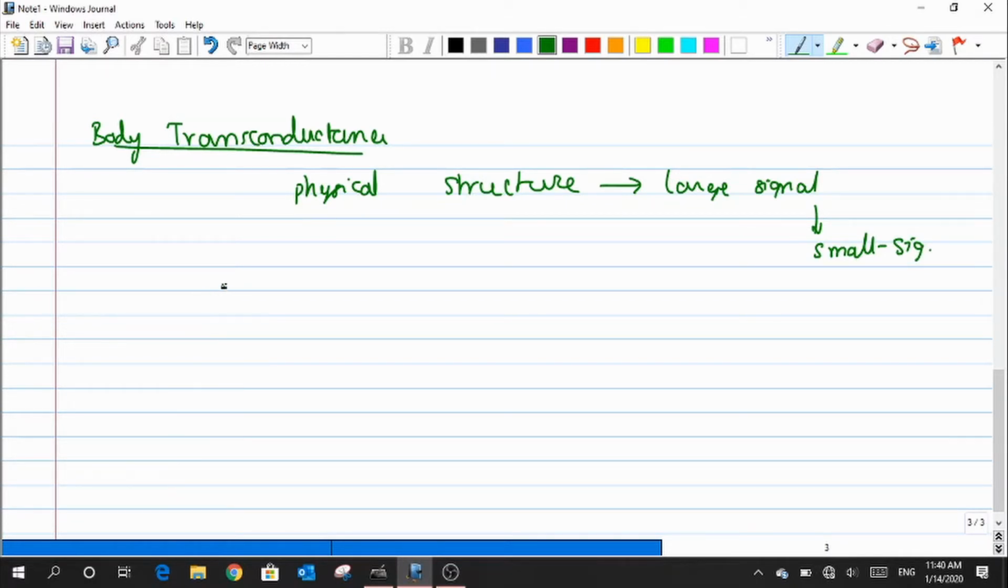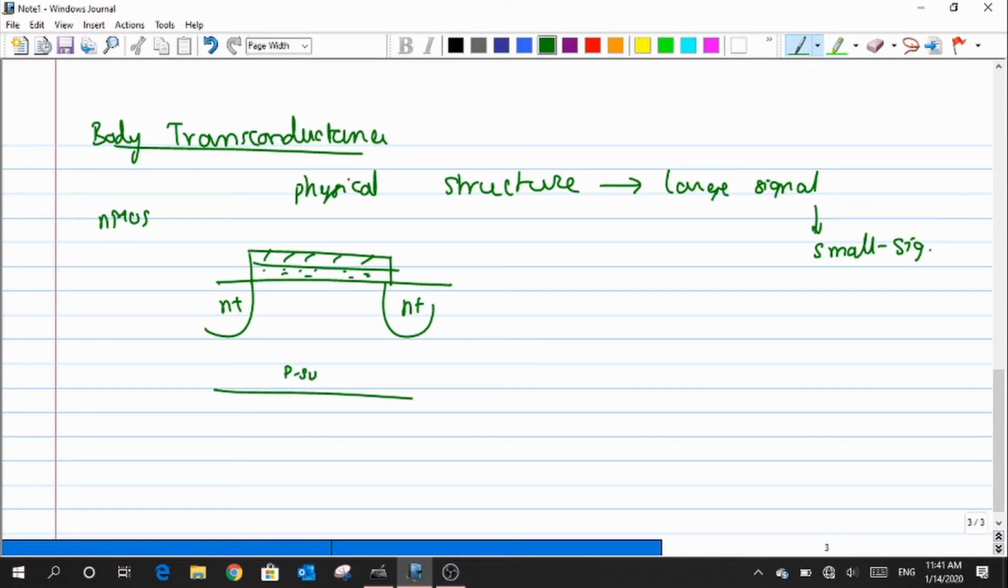Now let me consider an NMOS transistor where I have the source and the drain, the metal and the oxide. The type of substrate is going to be a P substrate for an NMOS transistor, which is an enhancement type structure, right? So let me define the value of threshold voltage. What exactly is the threshold voltage all about?